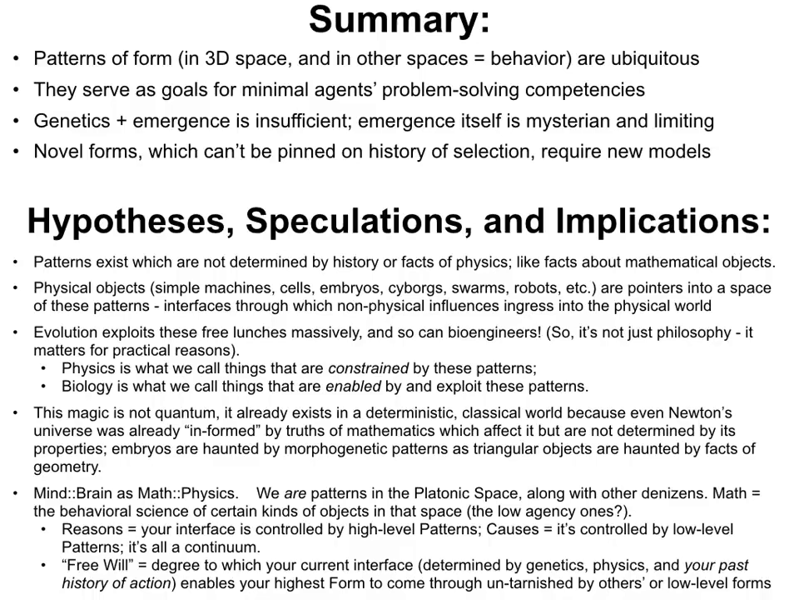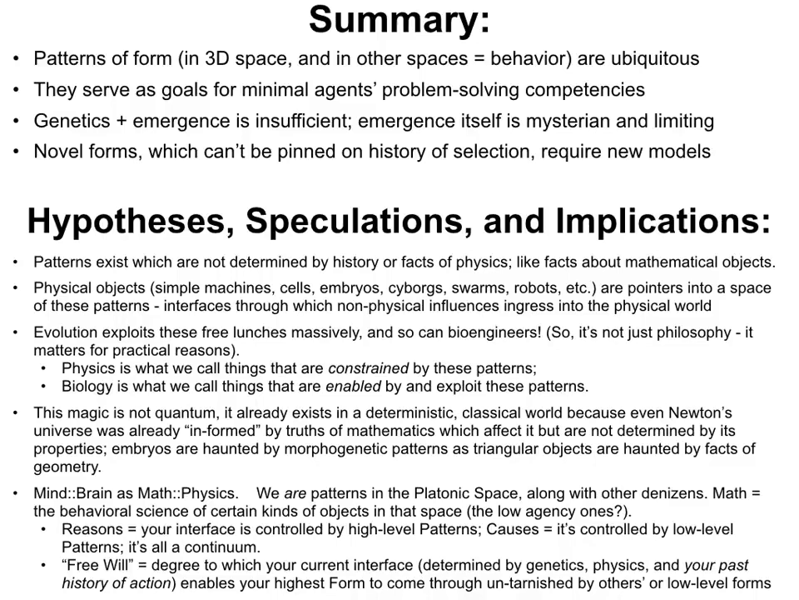I suspect that by terminology, physics is what we tend to call things that are constrained by these patterns, sort of low agency things, and biology is what we tend to call things that are enabled or facilitated by and actively exploit these patterns. I think the magic that we're seeing here is not quantum, although it's entirely possible that quantum biology adds important bells and whistles. I don't know, but I think the most important magic here is this idea that you get more than you put in, that the mechanism does not tell the whole story, that what we're looking at is an interface that actually allows us to access something much greater than is obvious, already existed in a deterministic classical world. Because the truths of mathematics were already constraining things that could happen in Newton's world.